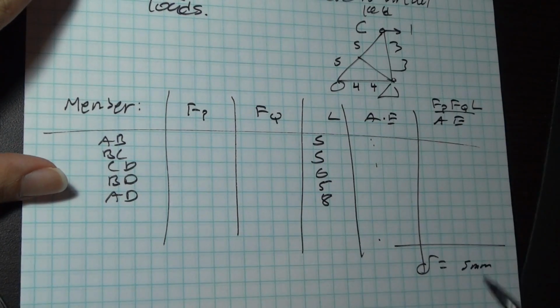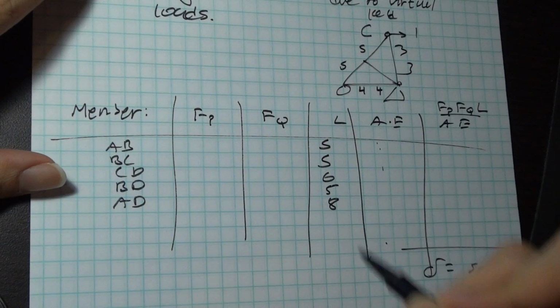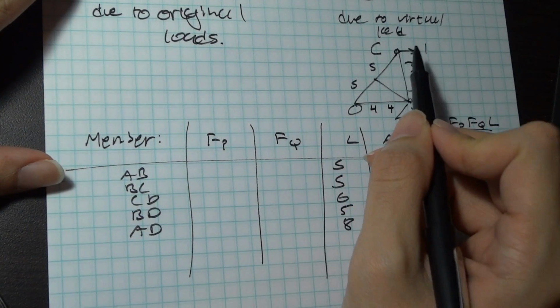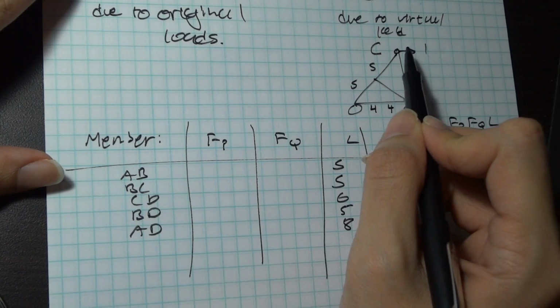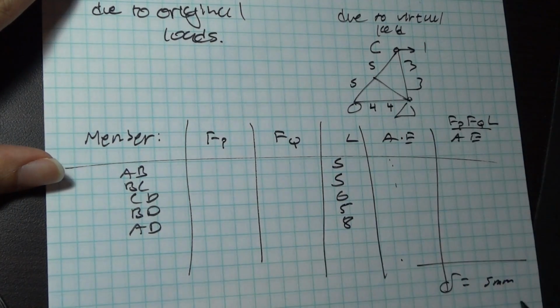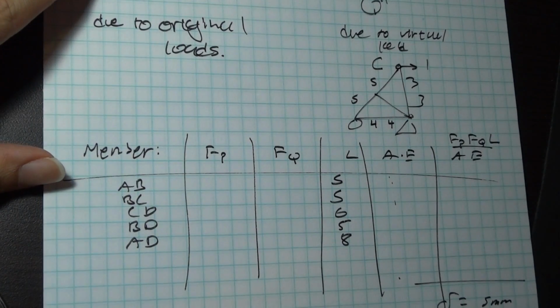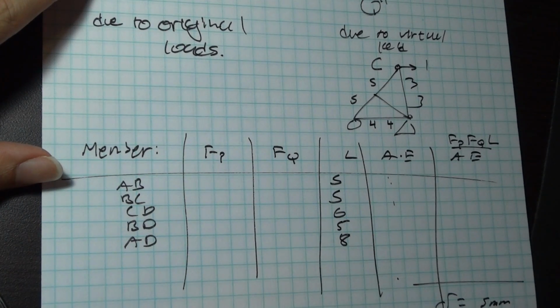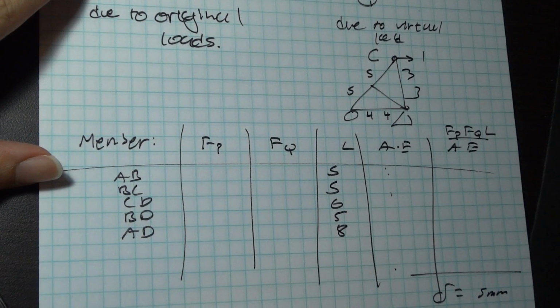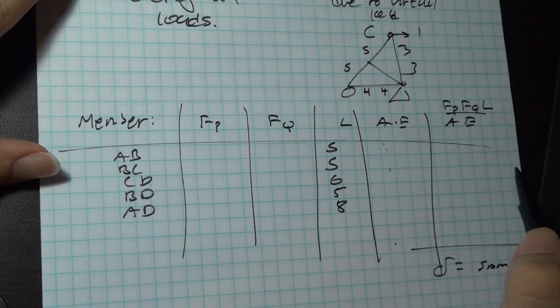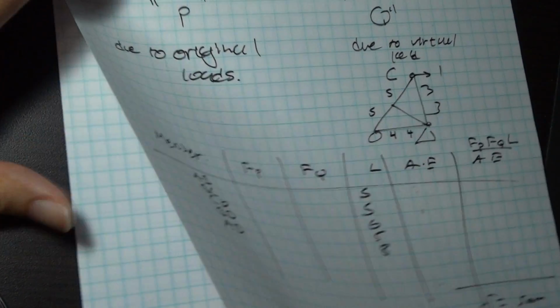So your sign does matter, your magnitude does matter, and everything is based on what you chose originally. I chose mine going horizontally originally, and I chose mine going to the right. Therefore, a positive deflection will mean a deflection to the right. So this was just for the horizontal displacement at C. I need to do this again for the vertical displacement at C.